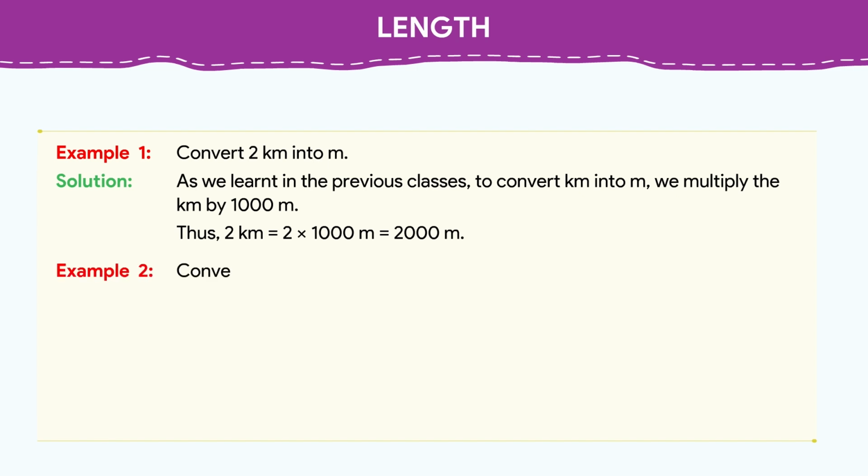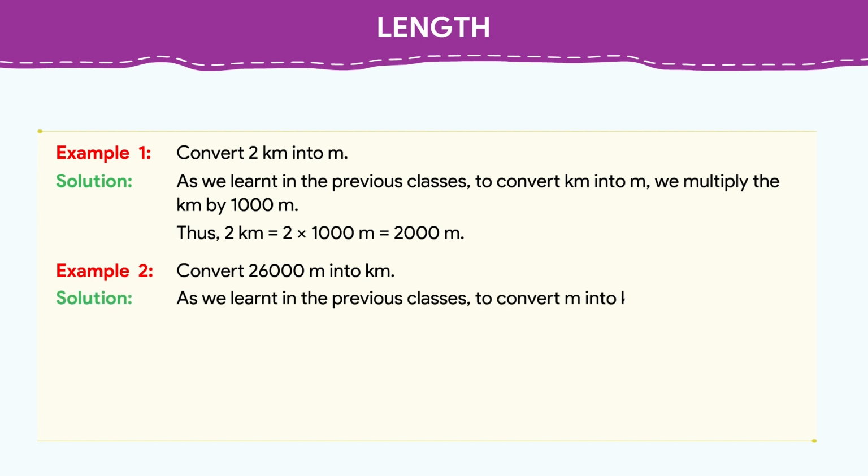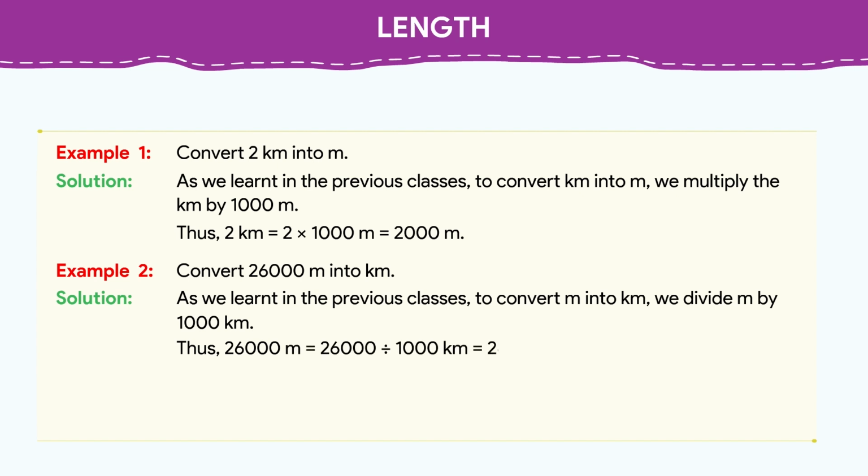Example 2. Convert 26,000 meters into kilometer. Solution. As we learnt in the previous classes, to convert m into kilometer, we divide m by 1000. Thus, 26,000 meters is equal to 26,000 divided by 1,000 kilometers, which equals 26 kilometers.